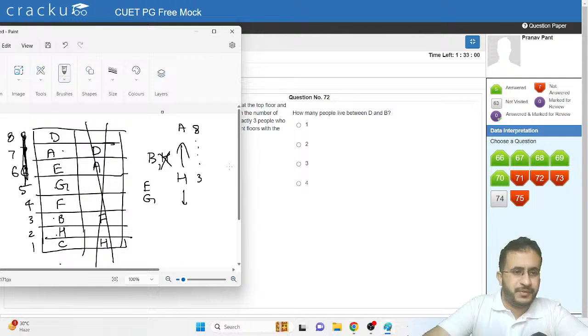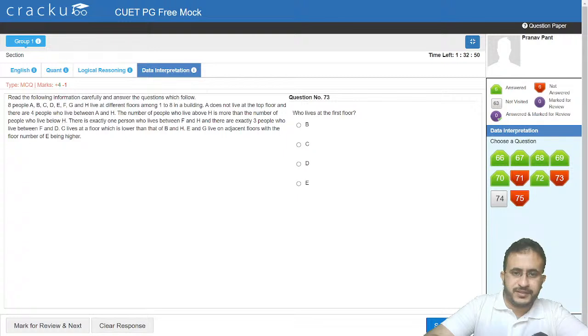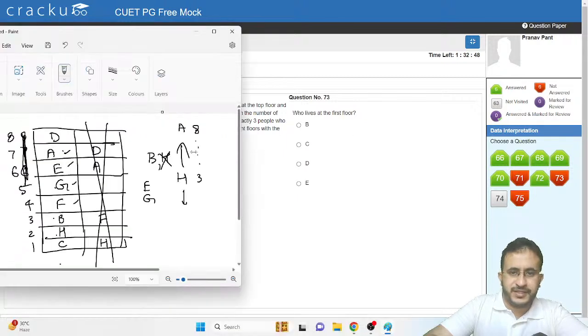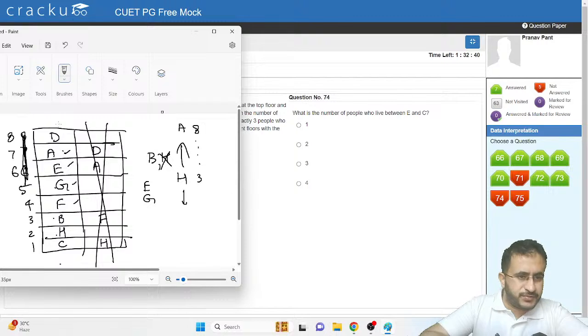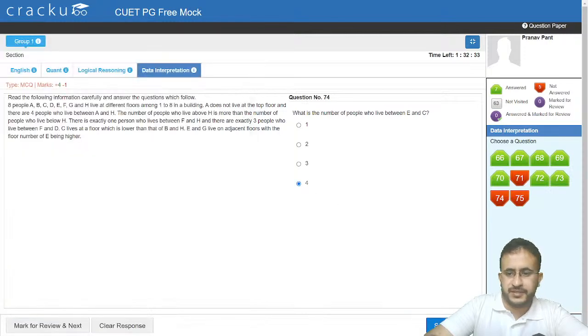How many people between D and B? So D is here, so B is on 3. So 4 people in between: one, 2, 3, 4. I don't know why they have given logical reasoning in DI. DI should be separate. First floor is C. How many live between E and C? Sixth is E and C is there. One, 2, 3, 4. So they are giving 4 people in between.